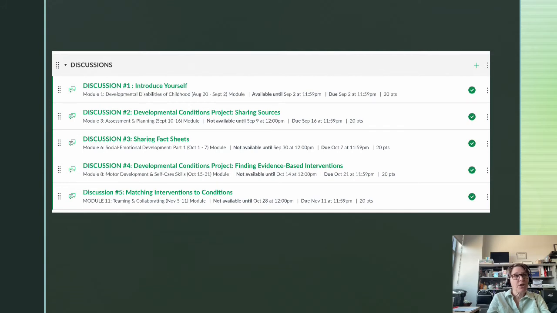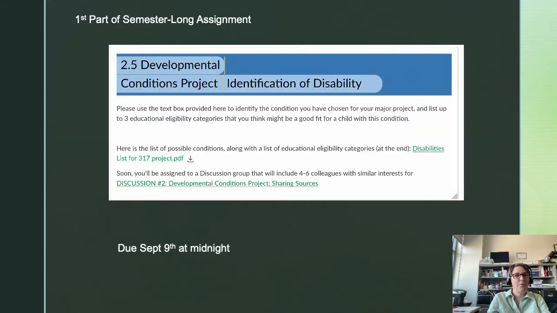Many times our discussions begin when you've handed in an assignment to help you get ready for the next one. So for example, the first of 6 parts of your semester-long assignment is in Module 2, and it'll be due next week by September 9th. And in this assignment, your goal is to look through a list that we've posted of developmental disabilities that emerge during childhood and choose one that you're interested in.